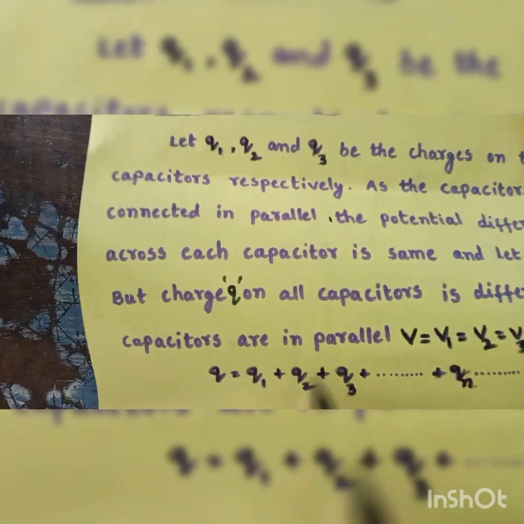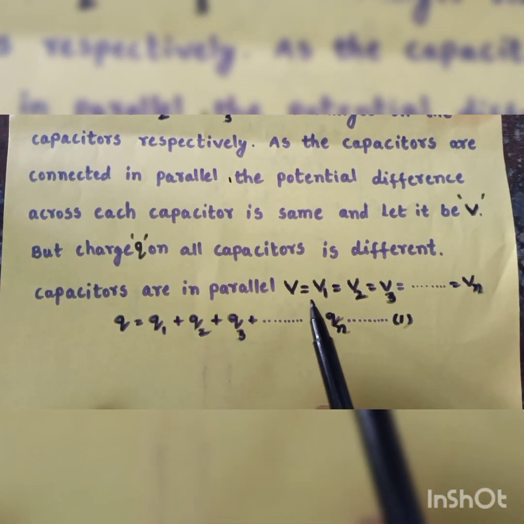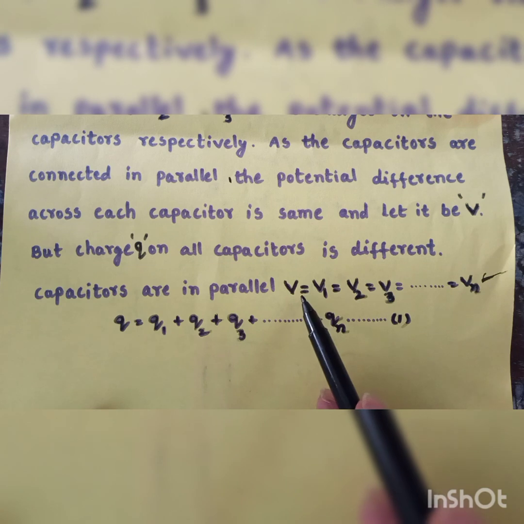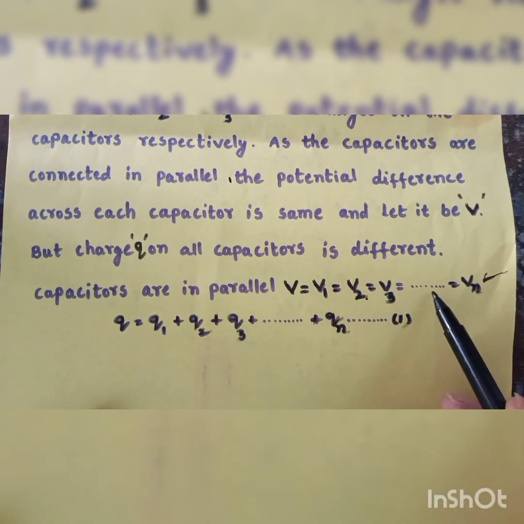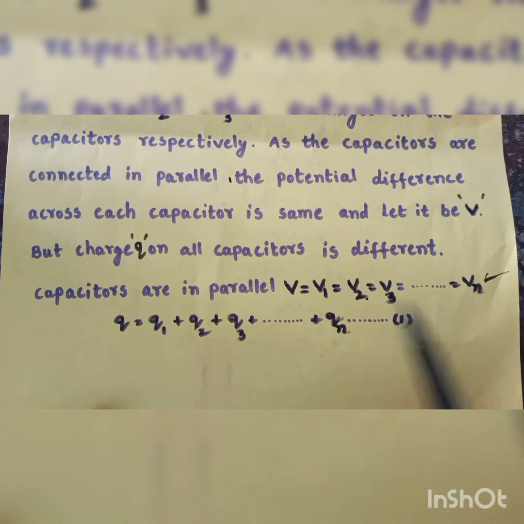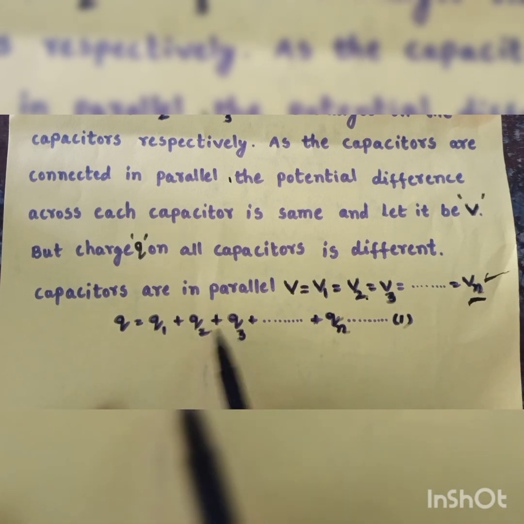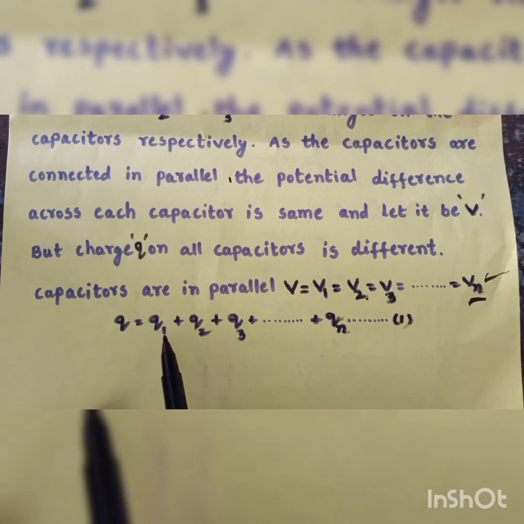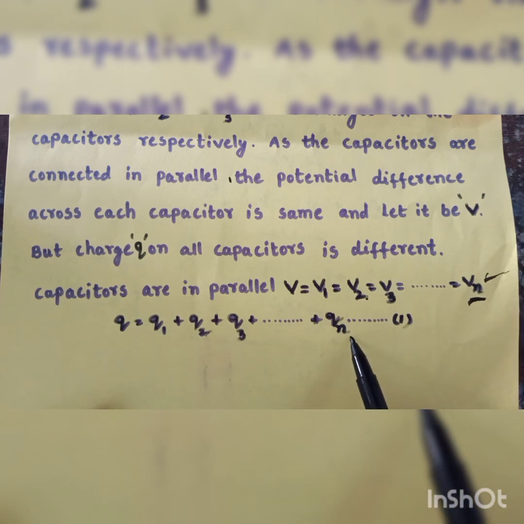Now, capacitors are connected in parallel. Formula: here the potential difference is the same, so V is equal to V1 is equal to V2 is equal to V3 and so on to Vn, when a number of capacitors are connected in parallel. The charge is different, so you can add them to each other. Q is equal to Q1 plus Q2 plus Q3 plus and so on to Qn.